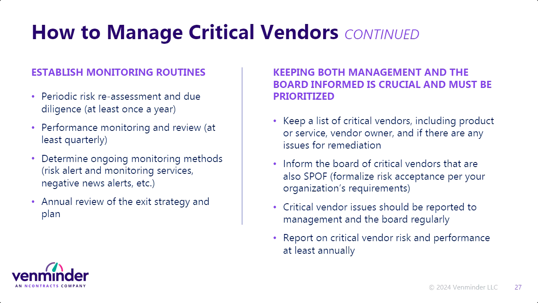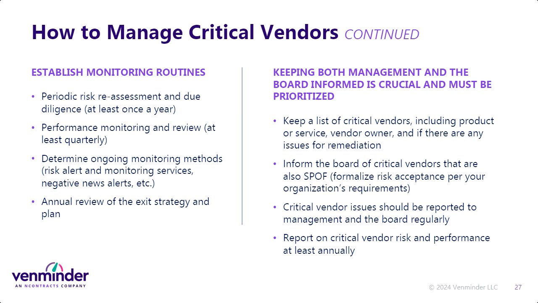You should also determine which methods you'll use to monitor your critical vendors, either by using risk alert and monitoring services or negative news alerts, or really anything else that your organization finds effective. And an annual review of the exit strategy and plan is really important to make sure that it's still viable in case you need to exit the relationship.